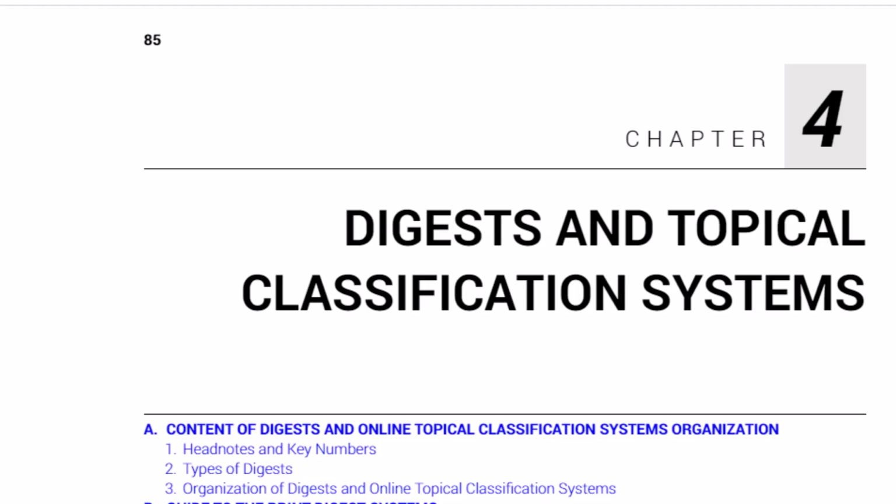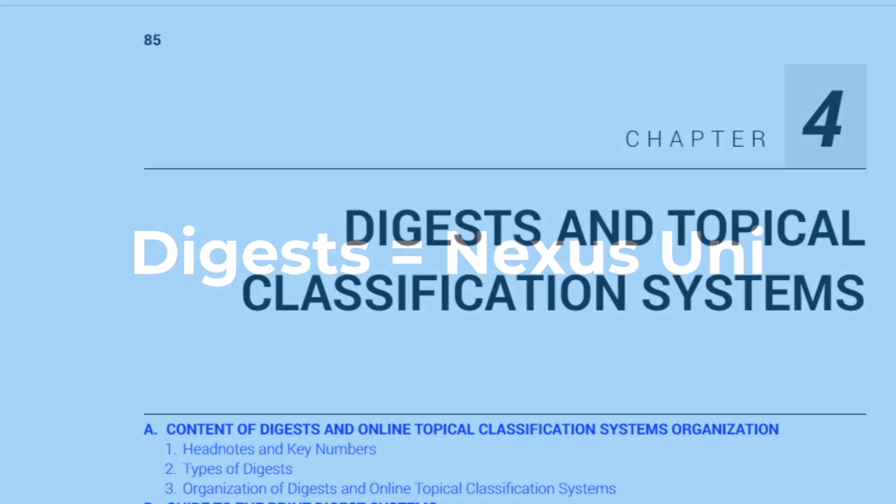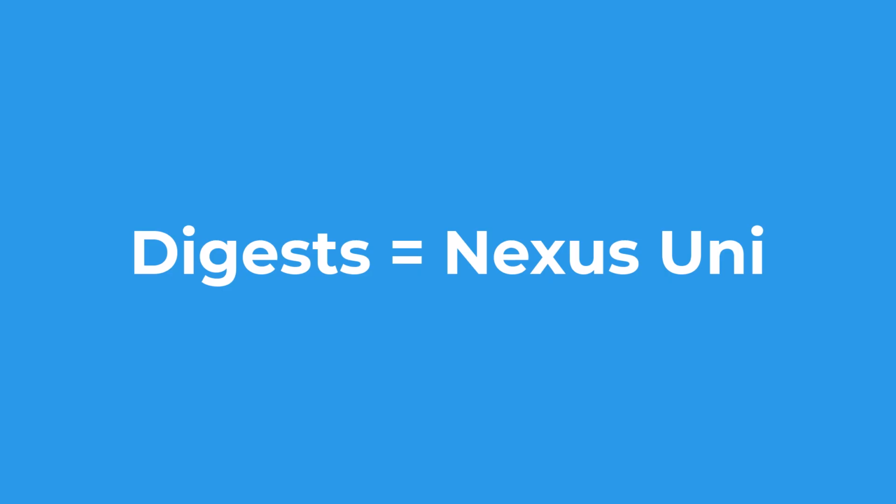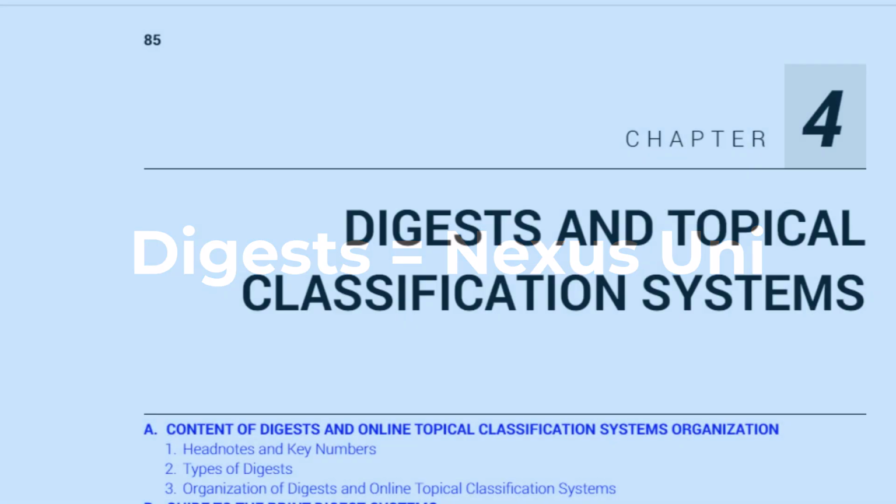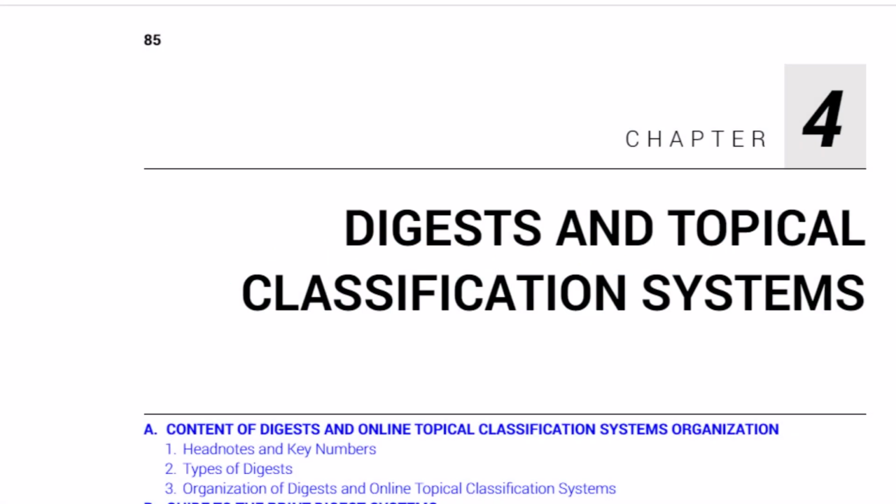Your textbook talks about a lot of different types of digests. Primarily in this class, we're going to use the Nexis Uni Online Digest. And so I want to make sure you read everything in this chapter so that you are aware of those other digests. But again, we're going to use exclusively the Nexis Uni Online Digest for our research purposes.